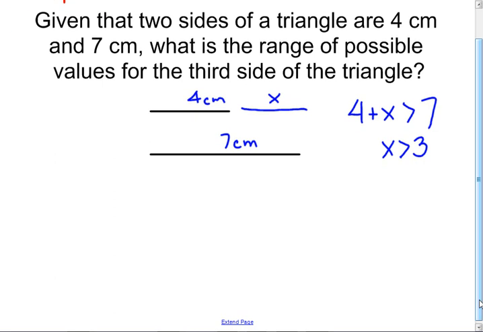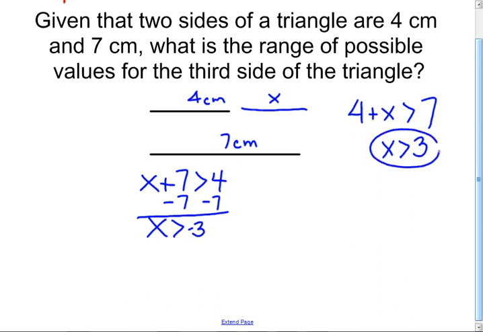Now, I have to be able to have any one of them. I could have x plus 7 is greater than 4. If you solve that, what do you get? X is greater than, remember you don't reverse the inequality, you're just adding, negative 3. Well, obviously that can't be the case because we can't have a negative side. So it's got to be this one. What's the other condition?